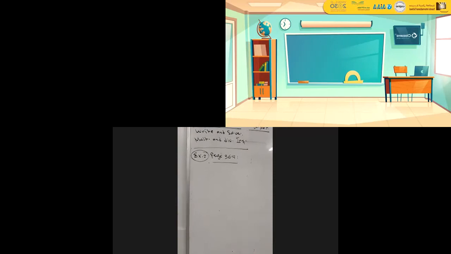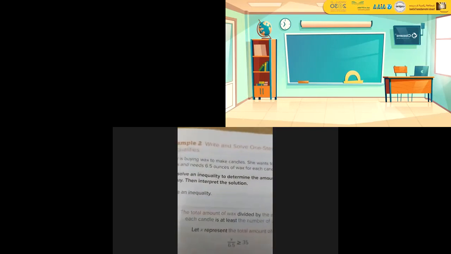Mustafa, read. Yes, sir. Okay. Mrs. Miller is buying wax to make candles. She wants to make at least 35 candles and needs 6.5 ounces of wax for each candle. Good. Miss Miller is buying wax to make candles, right? Yes. Okay, she wants to make at least 35 candles.